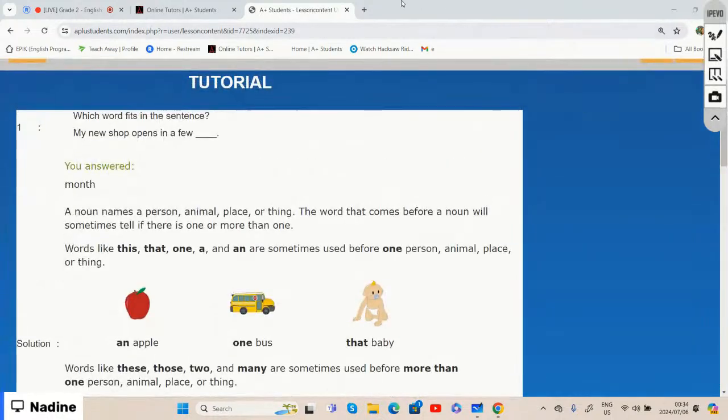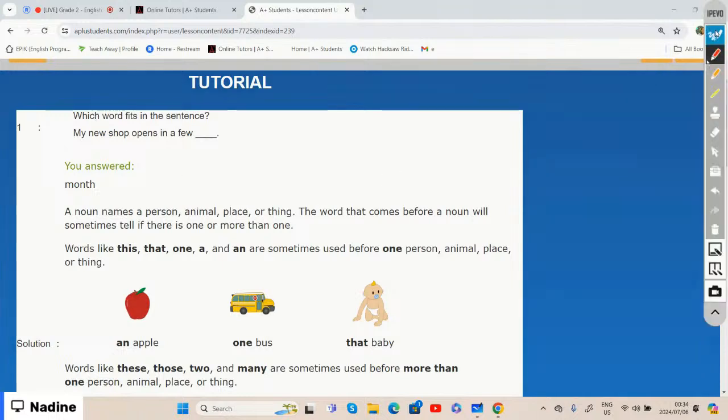Okay, so now we need to say which word fits in the sentence. It says, my new shop opens in a few. Do we say in a few months or do we say in a few month? Which one is correct? In a few months, option one, or few month, option two.